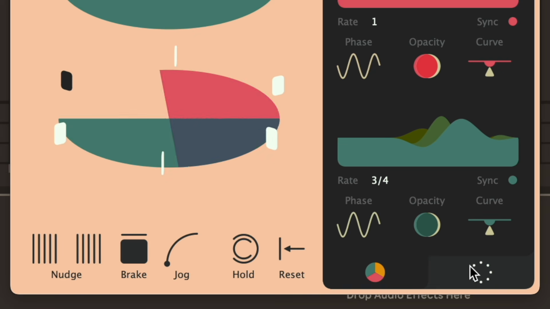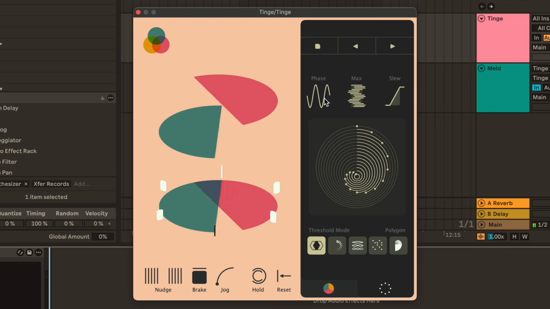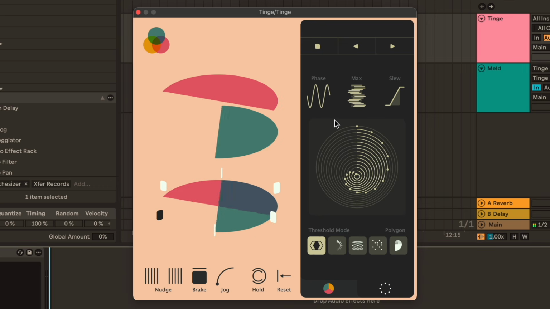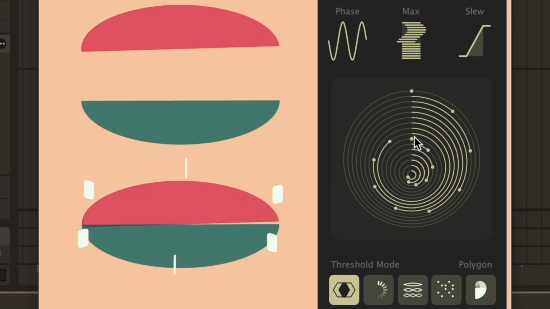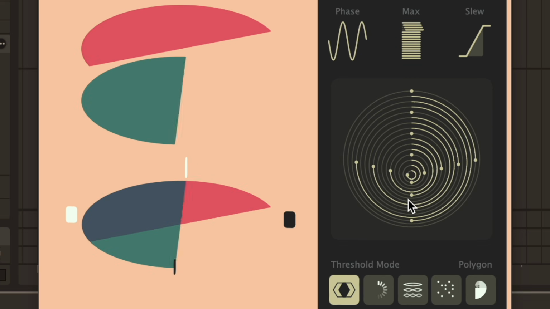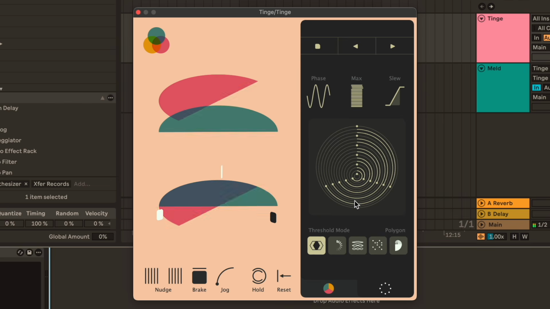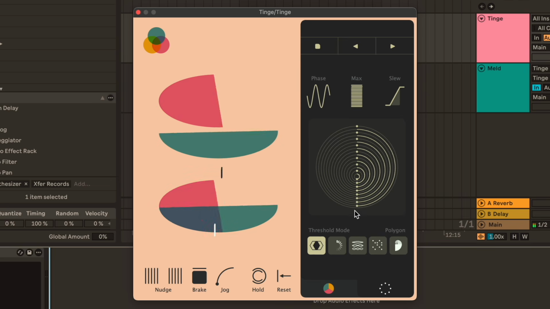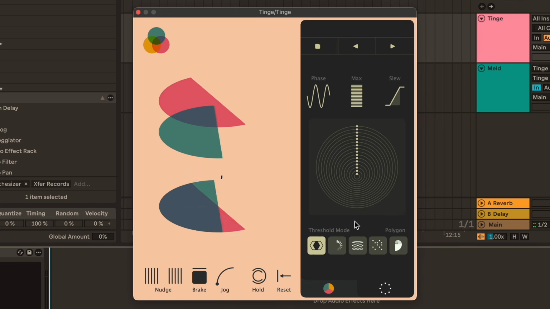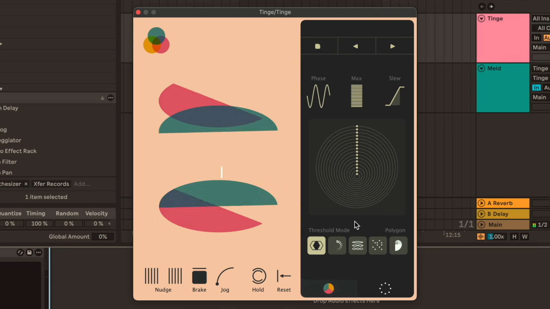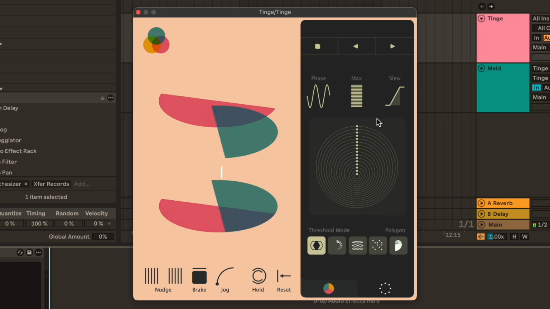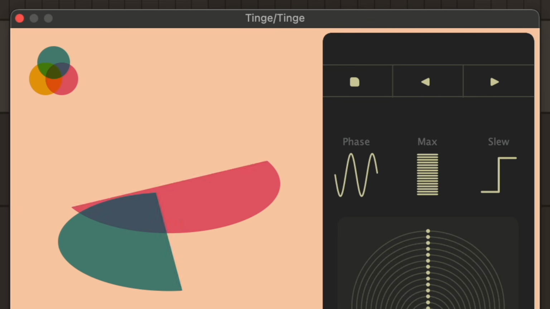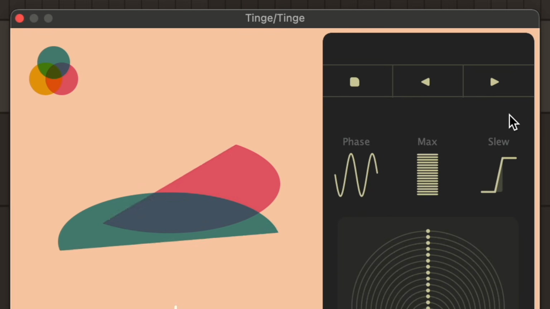The threshold mode configures the positioning of the threshold. And the max threshold control, which wraps the threshold count over from the beginning. At its most minimum value, Tinge is now a chord trigger. The minimum MPE values can be stepped or smoothed using the threshold slew control.